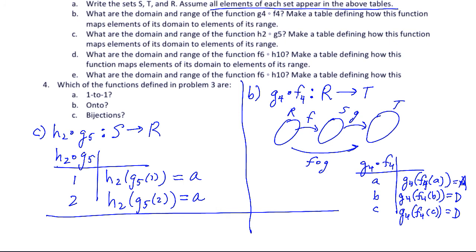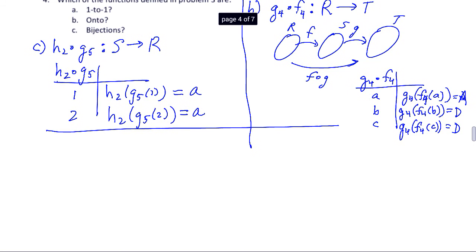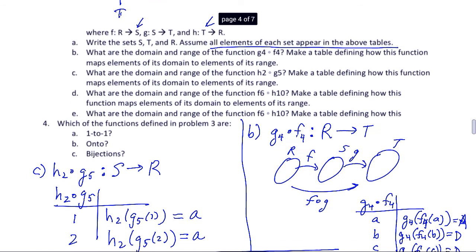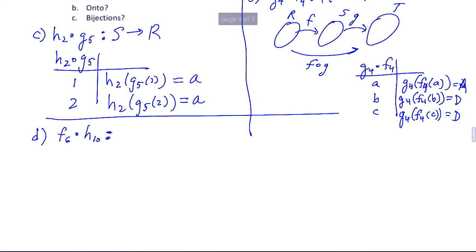Similarly, for the next one, F6 composed with H10. F6 composed with H10 maps from the domain of H to the range of F, T to S. Okay? H maps T to R, F maps R to S, so their composition maps T to S. And I'm sorry I have to keep sliding up and down here like this. It's not so convenient. And finally, F6 of H10.